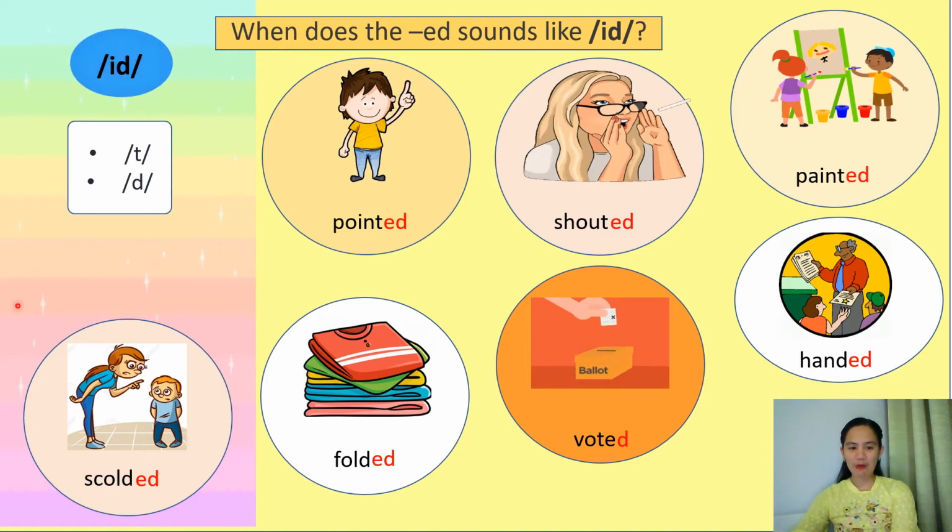Let's read again all the words. You can follow after me. The first word is pointed, shouted, painted, scolded, folded, voted, handed.